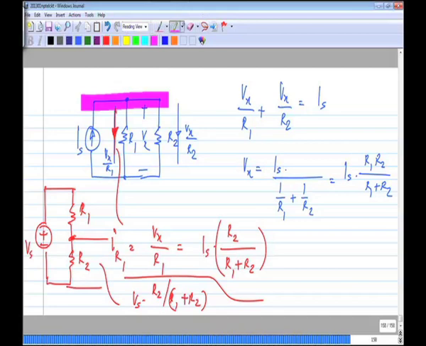Now, it's some ratio of resistors in both cases. In case of current division, the current through R1 will have R2 in the numerator, and in case of voltage division, the voltage across R2 will have R2 in the numerator. That's all. Okay.